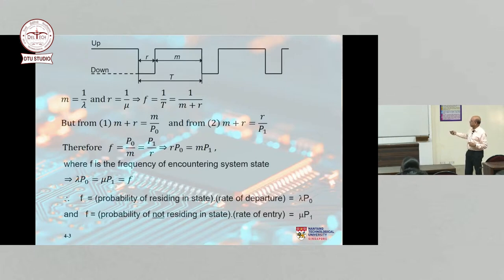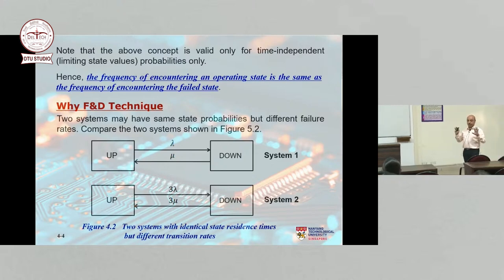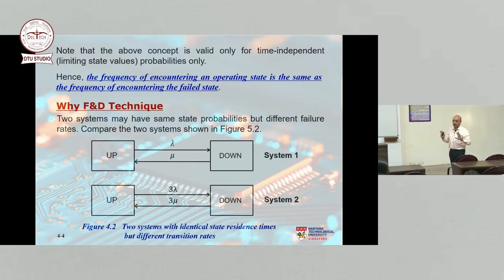Frequency, probability of residing times rate of departure, is the same as frequency, probability of not residing times the rate of entry. Yeah? So the two are one and the same. So the frequency of encountering an operating state is the same as the frequency of encountering the failed state. The two frequencies are the same, I repeat, not the probabilities of the two states, correct?